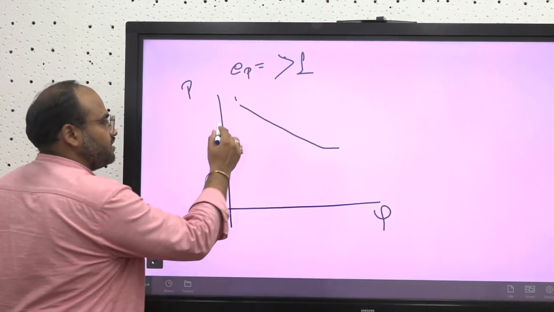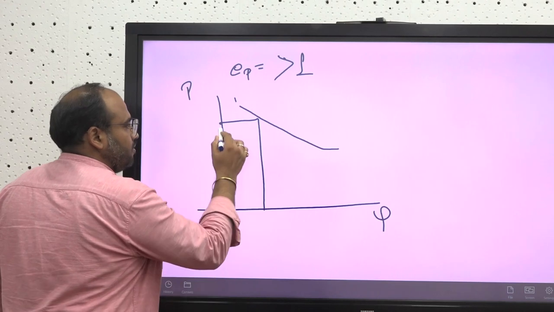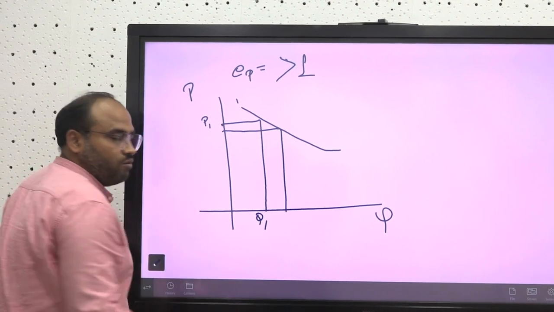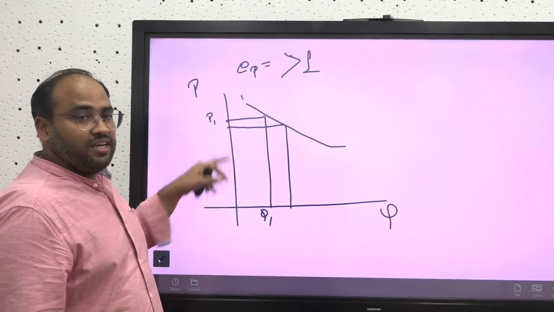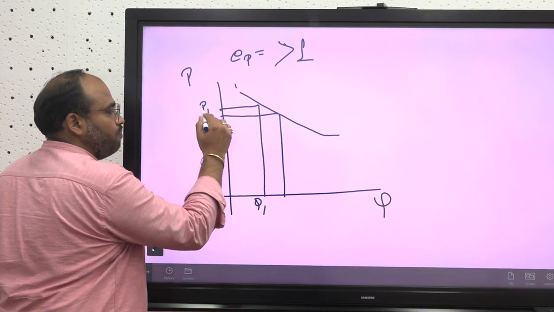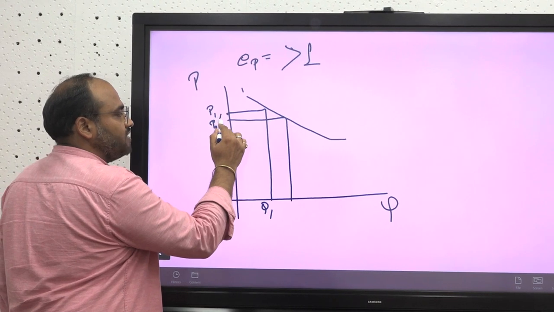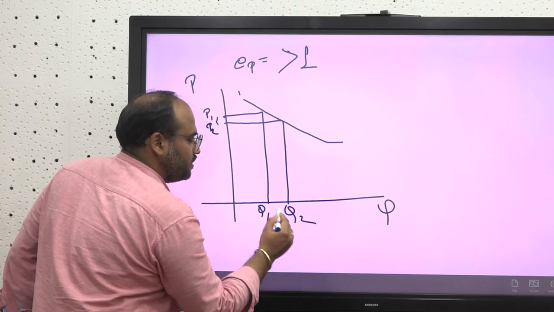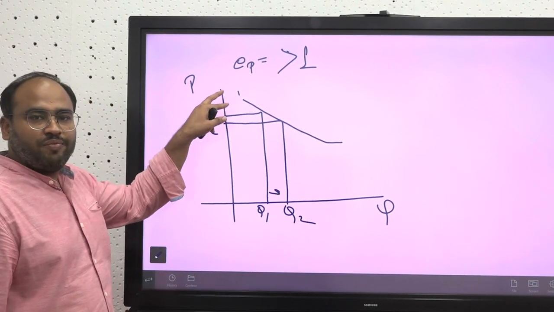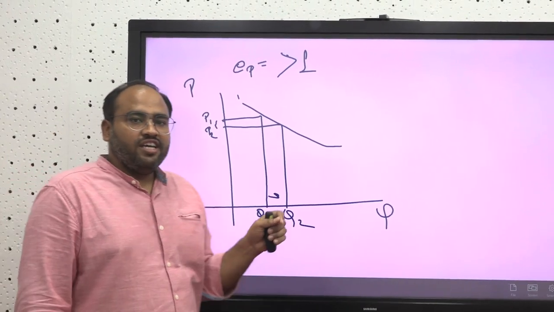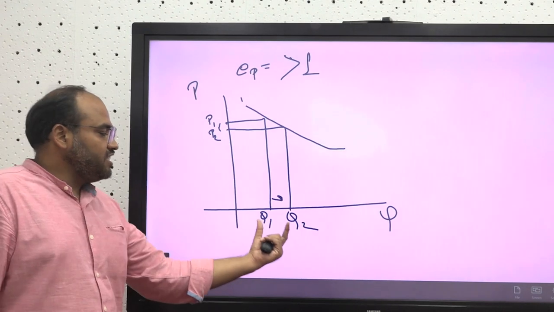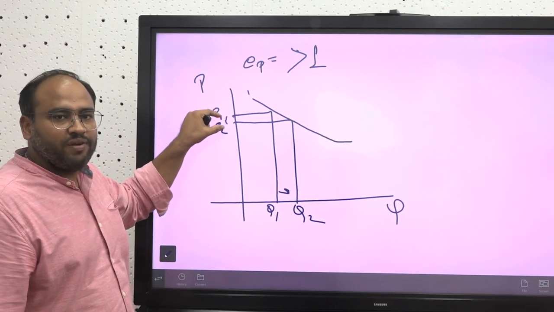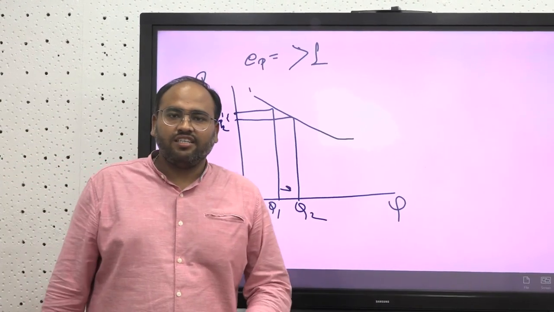It means that for a very slight change in price, this is price 1 and this is quantity demanded 1. Now see, we say that there is a fall in price from P1 to P2. The intensity of this fall in price is this much, whereas the change in quantity demanded is greater than the change in price. This means that this particular commodity is an elastic commodity because the change in quantity is faster than the percentage change in price. And these type of commodities are known as elastic commodities.